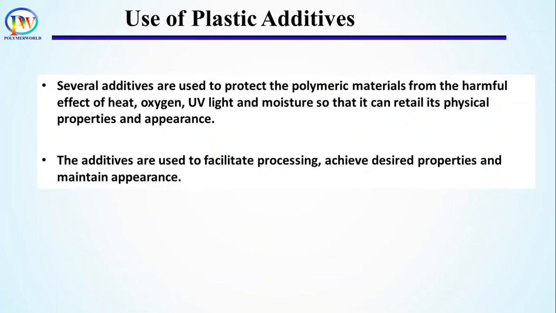And here is the answer to our first question. Not all, but several additives are used to protect the polymeric material from the harmful effects of heat, oxidizing agents, UV light and moisture to retain their physical properties and appearance. And as a certain level of strength and flexibility is required in the final product, appropriate additives are used to improve the strength and flexibility of the product. So now we can say that additives are used to facilitate processing, achieve desired properties and maintain appearance.